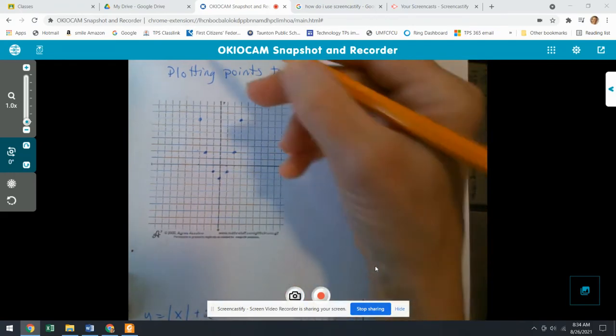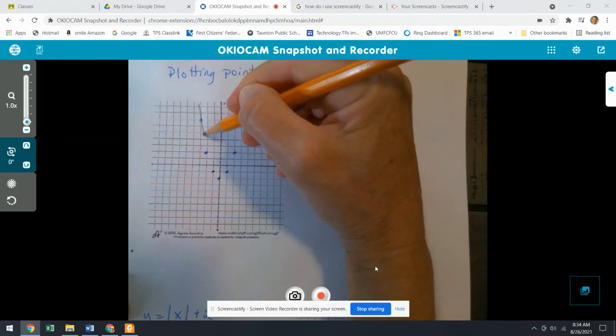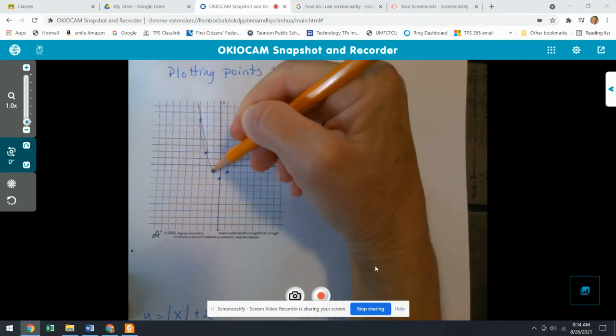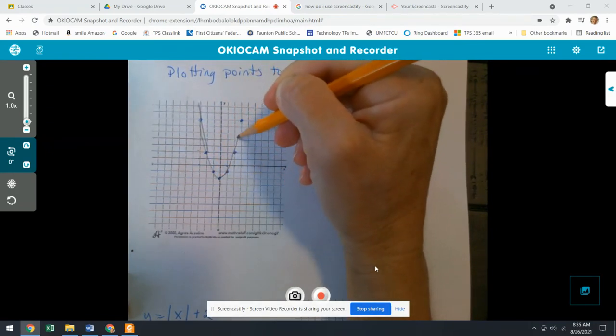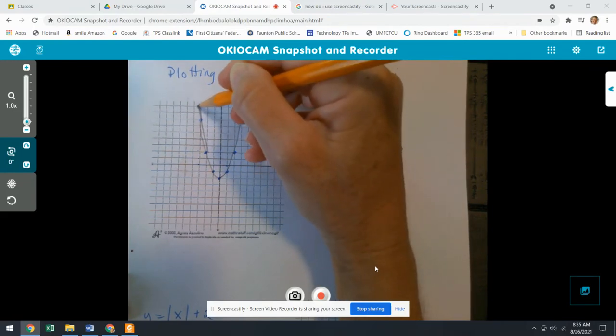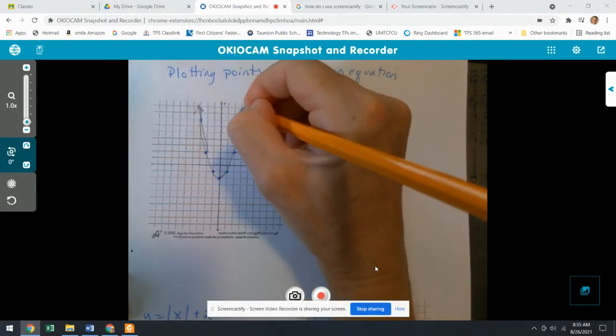And again, if you've had Algebra 2 recently, you should have recognized the equation as a quadratic. And quadratic equations give us parabolas. So you would not have been surprised to see a graph like this evolve.